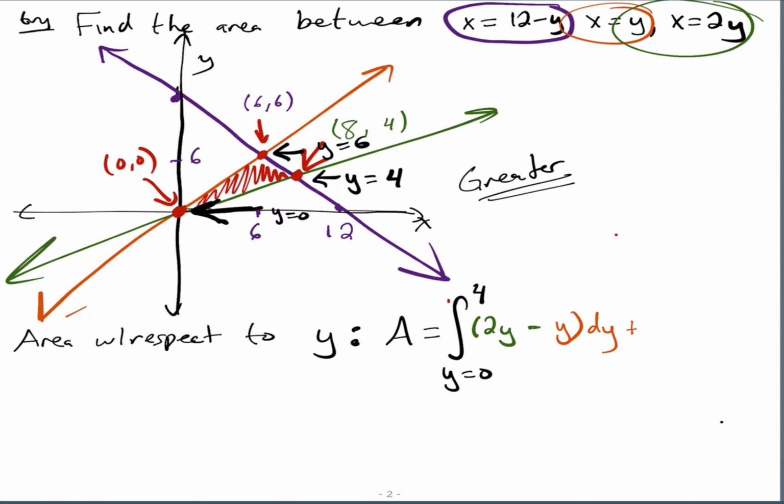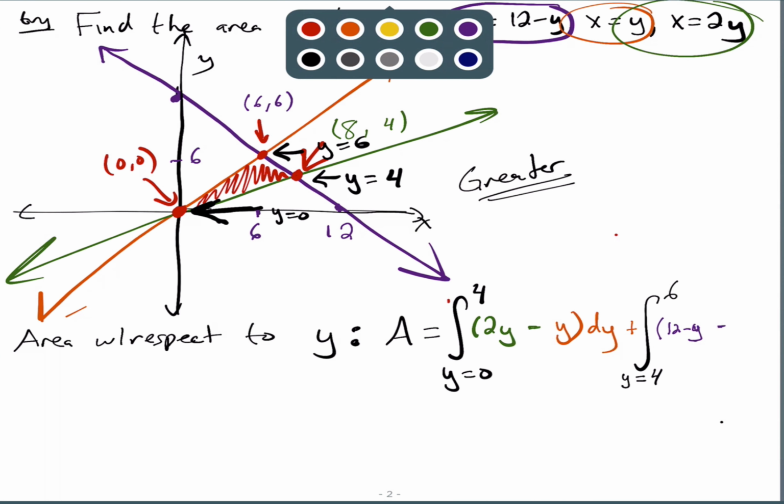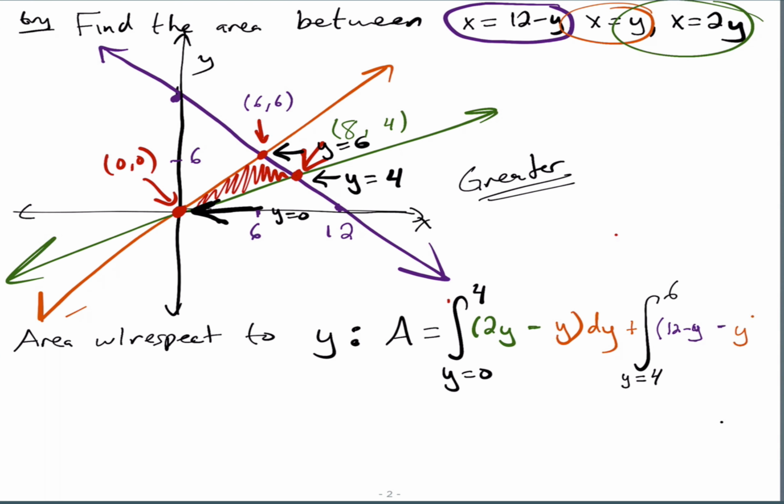Plus, what's the second integral? From 4, so from again y equals 4 to 6. But this time, which function is on the right? 12 minus y. It's the purple, right? 12 minus y minus the orange again, right?